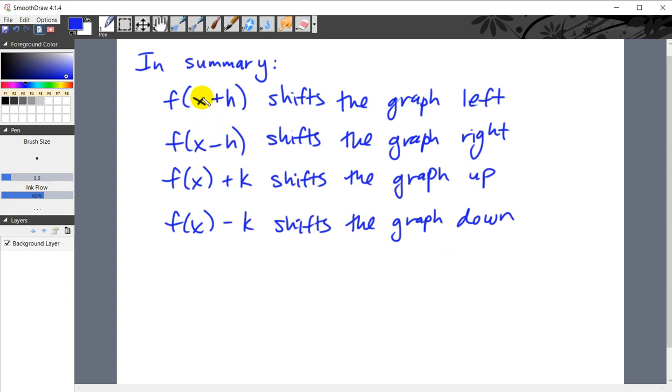But basically, if you were to manipulate the x's, this plus here is going to represent a shift to the left, and the minus sign, if you're manipulating the x's, is going to shift the graph to the right. If you're doing something on the outside, this is going to shift it up, and this shifts down. So just watch out for some of those things as you go through these problems.